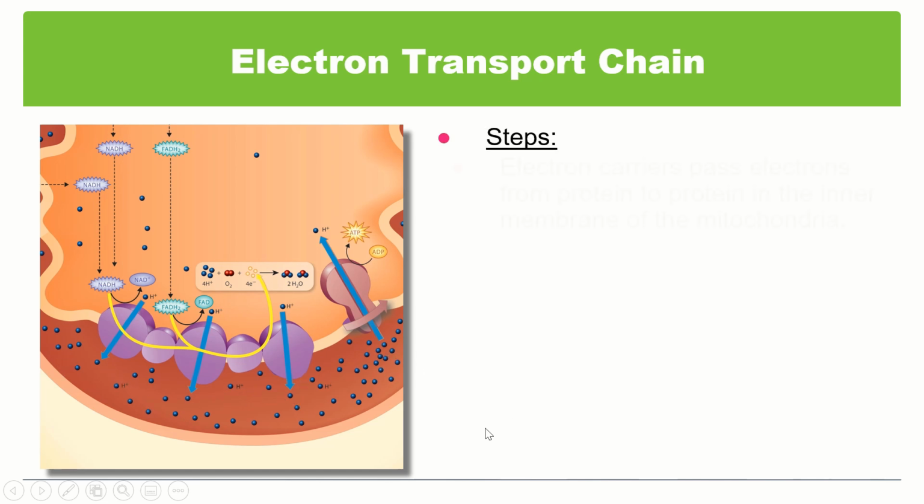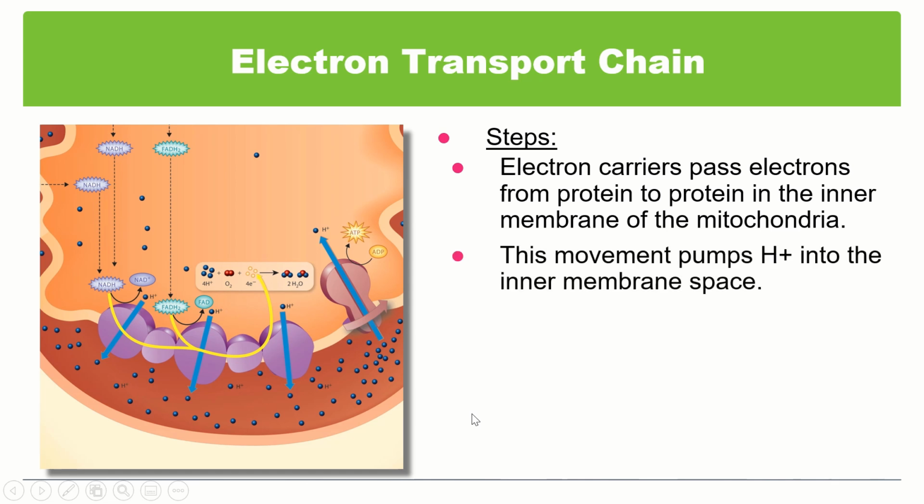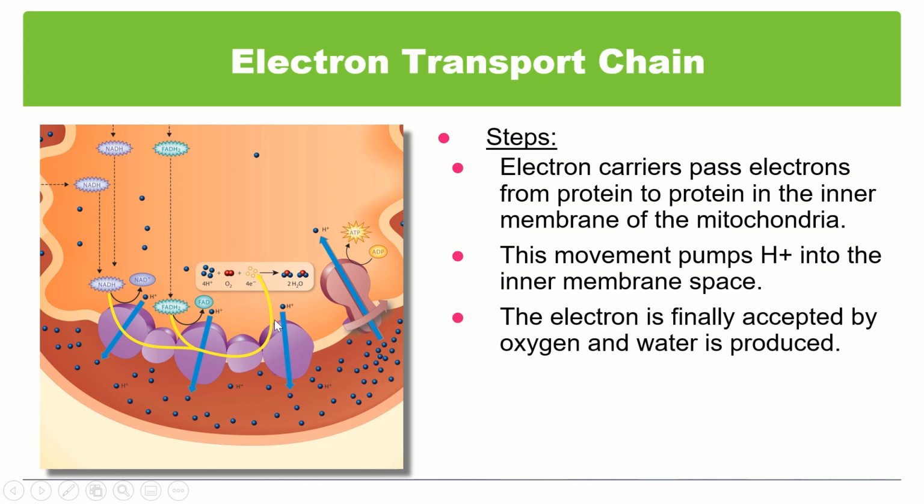Let me put the information up here. So first, the electron carriers pass electrons from protein to protein in the inner membrane of the mitochondria. This movement pumps the hydrogen ions, or the protons, into the inner membrane space.